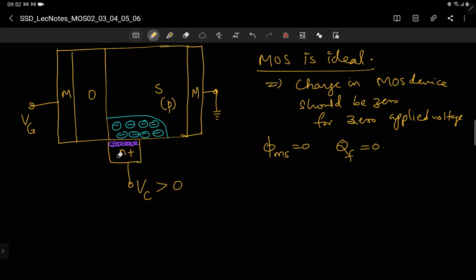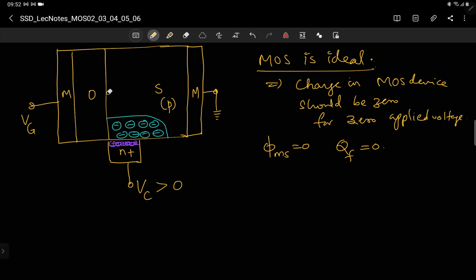N side potential is less than P side potential. If this is forward biased, then I will not have current only from the inversion layer, but I will also have current from this PN junction, which I don't want. I cannot treat it anymore like a switch.